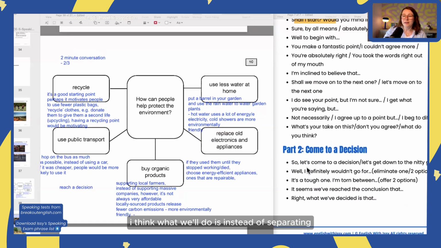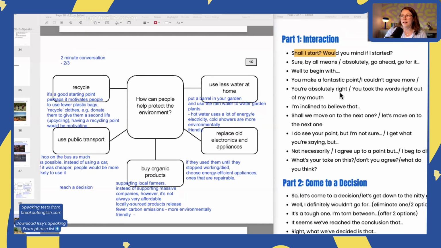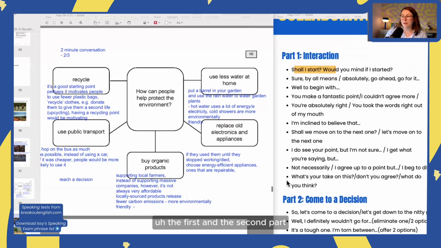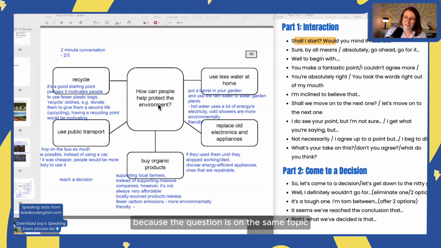I think what we'll do is, instead of separating the first and the second part, because the question is on the same topic as the thing we've just been talking about, I think we'll jump straight into the negotiation just so we can practice it from the very beginning in case we run out of time near the end.